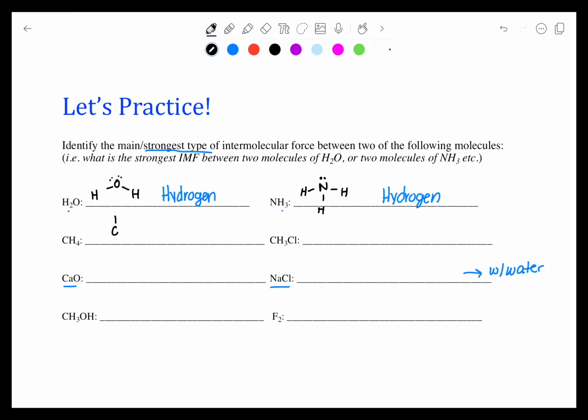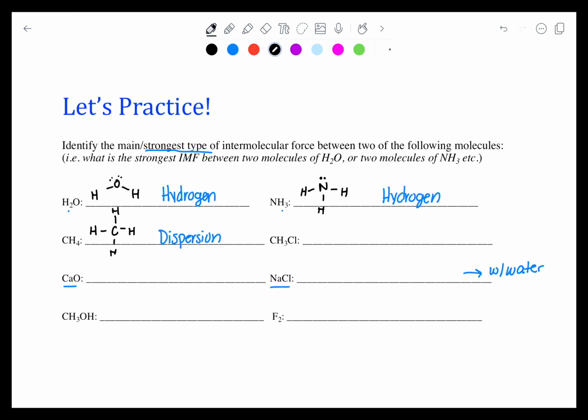CH4 we've looked at many times. Looks like this. That's a pretty symmetric molecule. So if it's symmetric and those bonds are nonpolar, this would then be dispersion because it's a nonpolar molecule. The only intermolecular force that can exist in nonpolar molecules is dispersion.